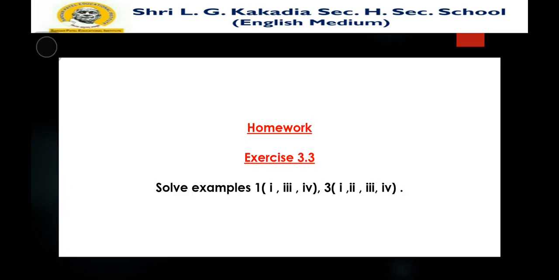In this way you can solve example number 1 in the main example, and in the sub examples there are given sub examples 1, 3 and 4. In example number 3 there are given 1, 2, 3 and 4, similar to this type of example. Solve it by yourself, and if you have any doubt then you can ask me.